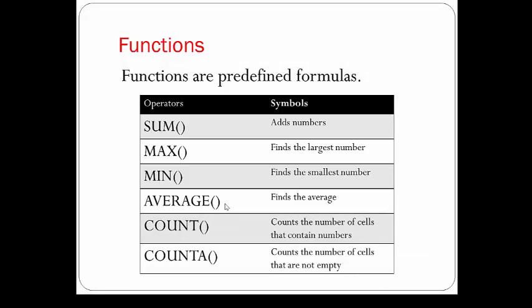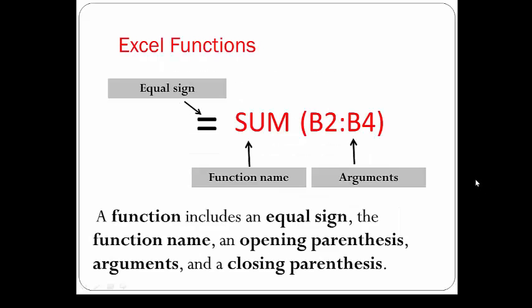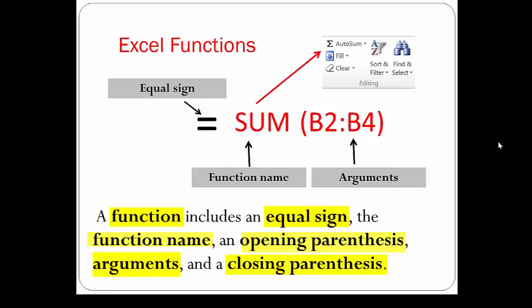In the worksheet we're currently working with, I'll begin by teaching you the sum function. Notice that a function always starts with an equal sign, and then the function name, followed by what we call the arguments, within the parentheses. So once again, just to review, a function includes an equal sign, the function name, an opening parentheses, arguments, and a closing parentheses. The simplest way to insert an Excel function is with the AutoSum button in the editing group. Let's try this in our worksheet.